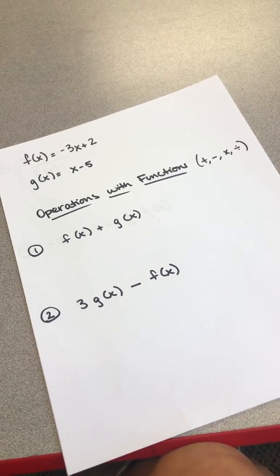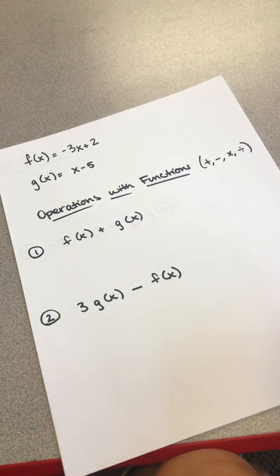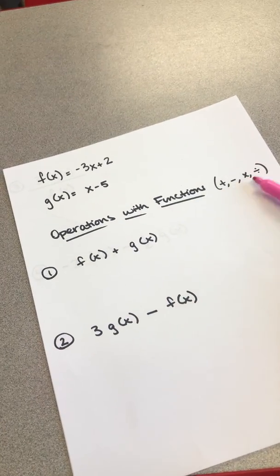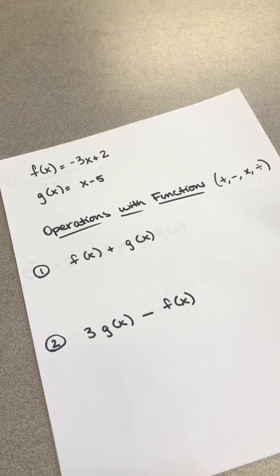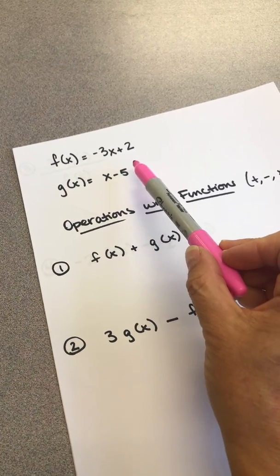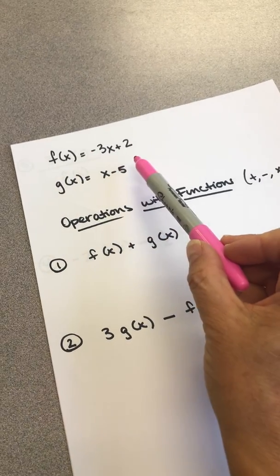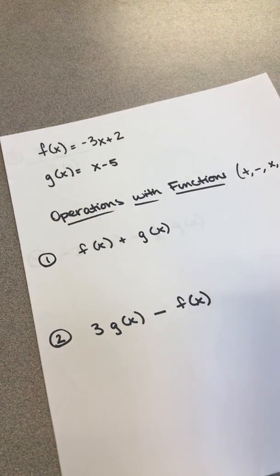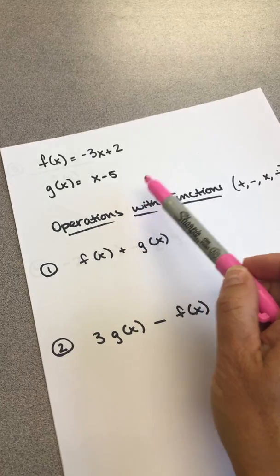I'm just going to make you a quick video on some operations with functions, meaning add, subtract, multiply, and divide. So we are given an f of x function equal to negative 3x plus 2. Keep in mind f of x and negative 3x plus 2 are interchangeable because they're equal. Then we have g of x equals x minus 5.